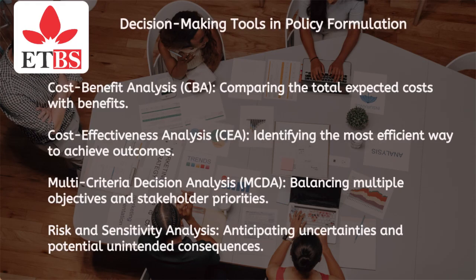Cost-benefit analysis, CBA. Comparing the total expected costs with benefits. Cost-effectiveness analysis, CEA. Identifying the most efficient way to achieve outcomes. Multi-criteria decision analysis, MCDA. Balancing multiple objectives and stakeholder priorities. Risk and sensitivity analysis, anticipating uncertainties and potential unintended consequences.